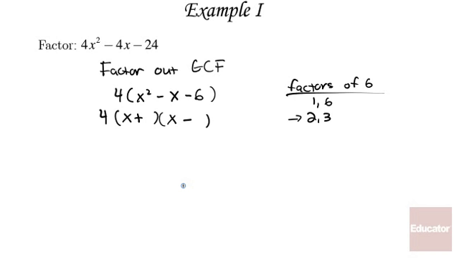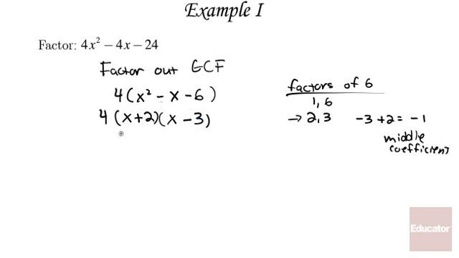I'm going to try these first. Now, one is negative and the other's positive. Since this is negative, I'm going to look for making the larger number negative. So let me try, if I have negative 3 plus 2, that equals negative 1, and that gives me the middle coefficient, the coefficient of that middle term. So, this is what I've got.